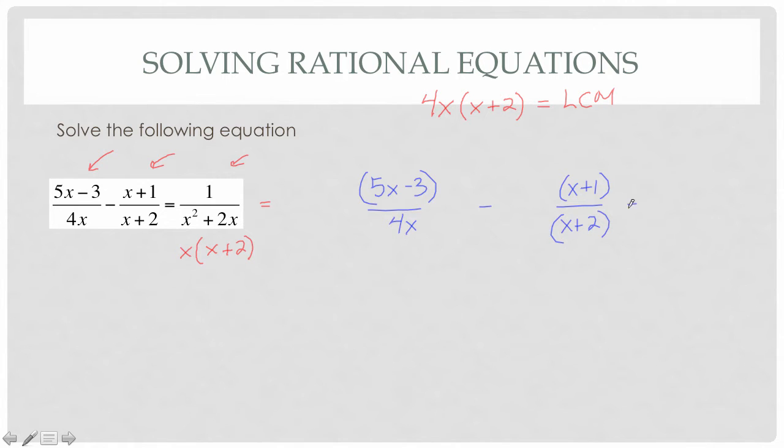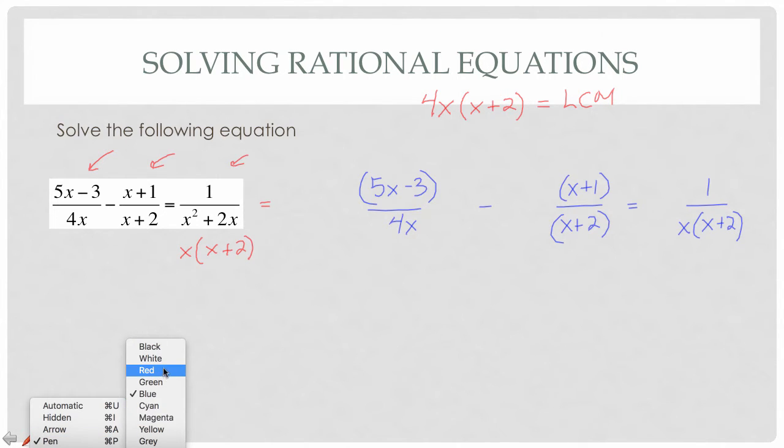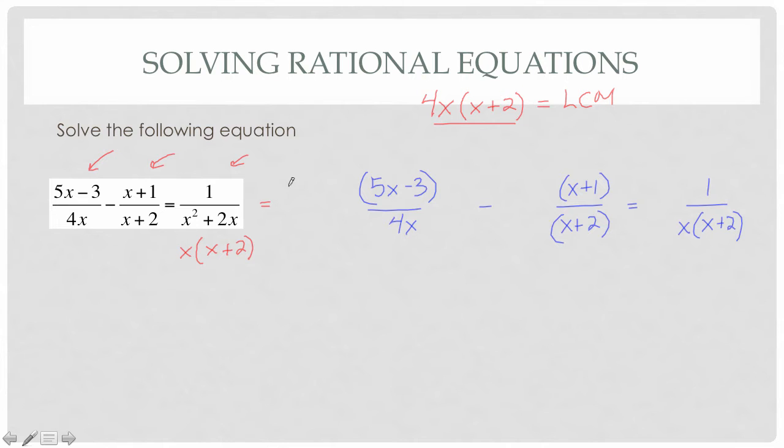And that's equal to 1 over x. I'm going to leave it in factored form, so x times x plus 2. And what we're going to do is multiply both sides of the equation by our least common multiple. So I'm going to multiply 4 times x plus 2 here, here, and here. Every term on both sides got multiplied by the 4 times x plus 2.